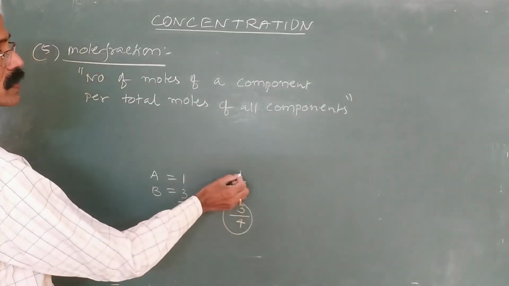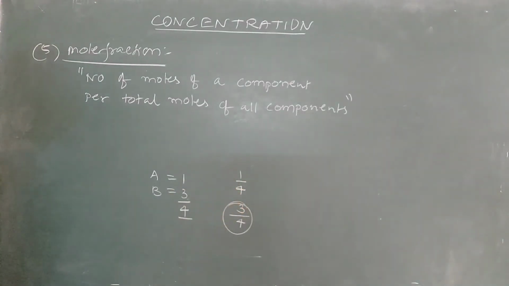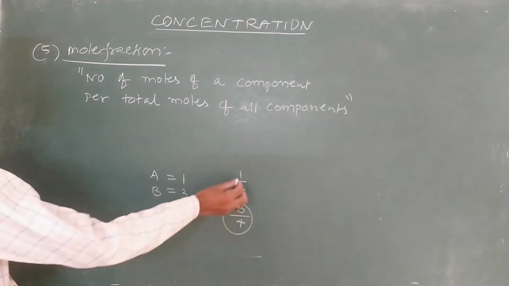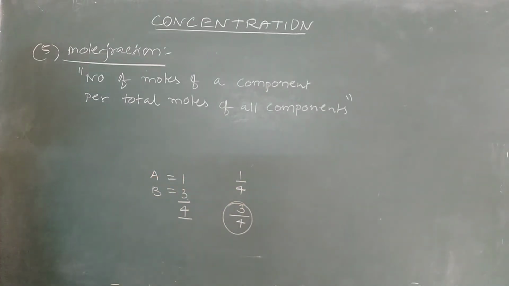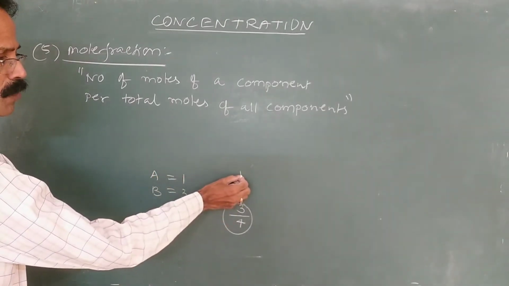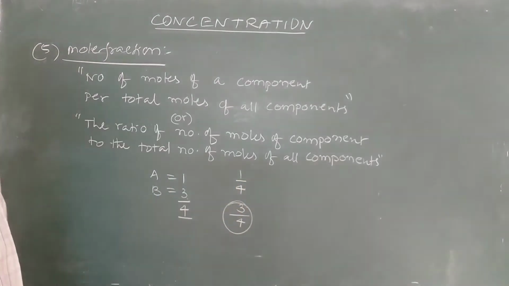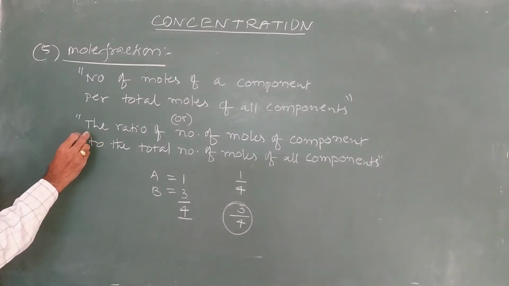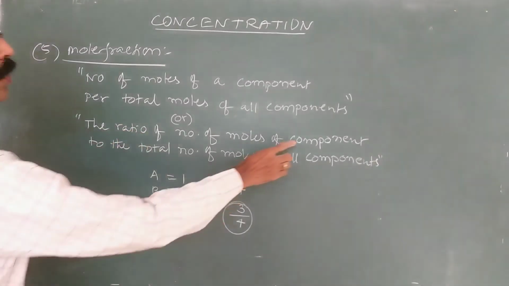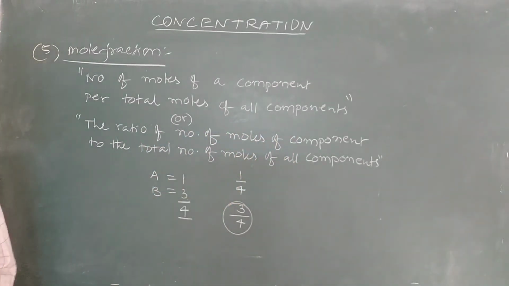This is the number of moles of a component, and this is the total number of moles of all the components. So the mole fraction of a component is nothing but the ratio of the number of moles of that component to the total number of moles of all the components.